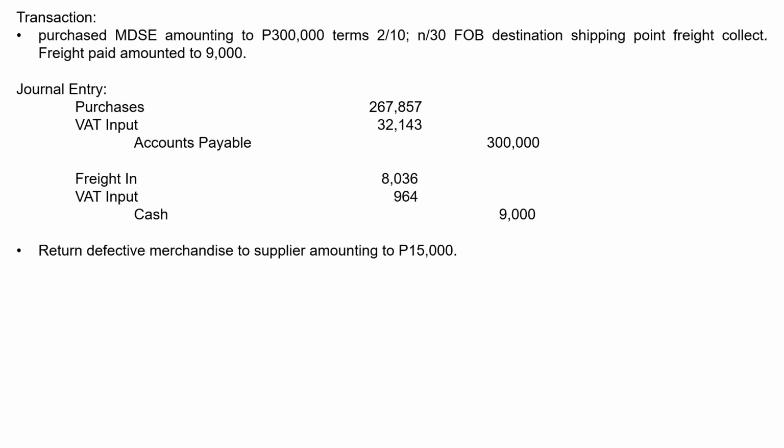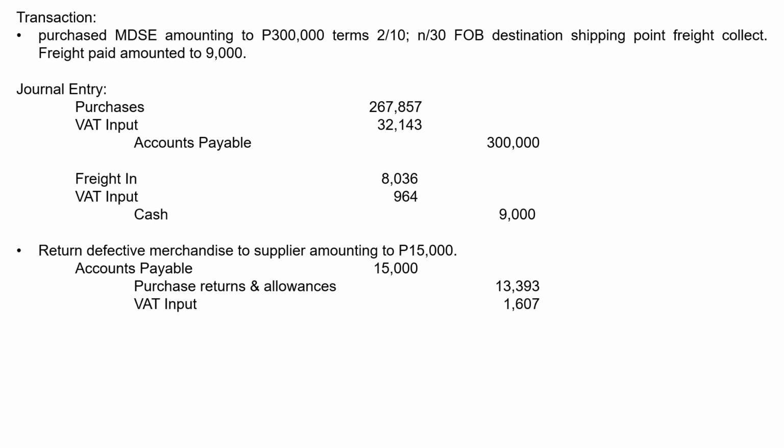Another is to continue: the return of defective merchandise to supplier amounting to 15,000. So we will debit accounts payable amounting to 15,000. Then to get the value of the purchase returns and allowances, 15,000 divided by 1.12, so we get 13,393 pesos of purchase returns and allowances. Then minus it from 15,000, so we get the value of the VAT input, 1,607, credited, sorry, VAT input to be credited, 1,607.